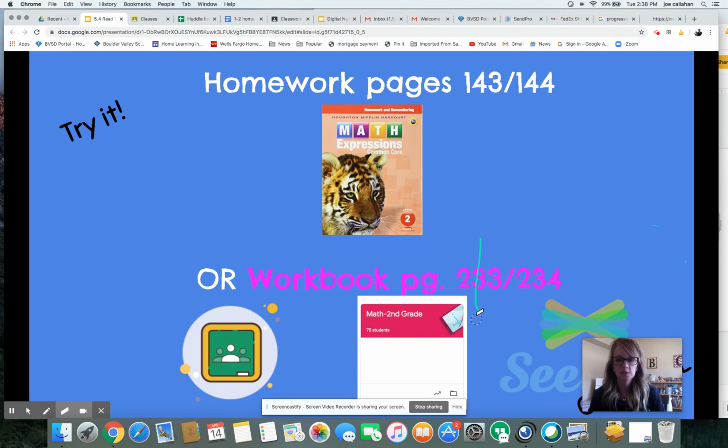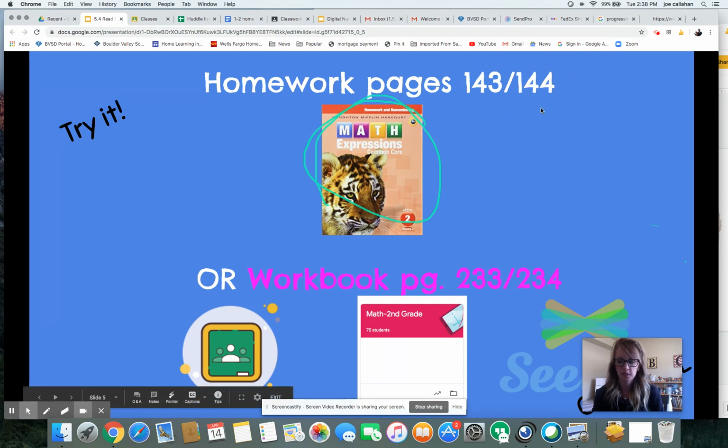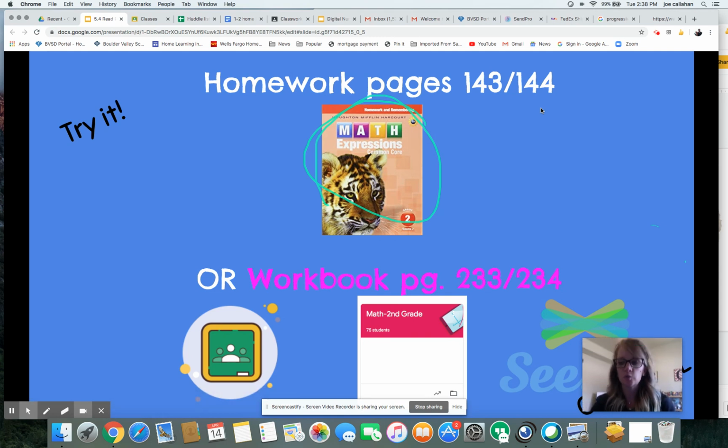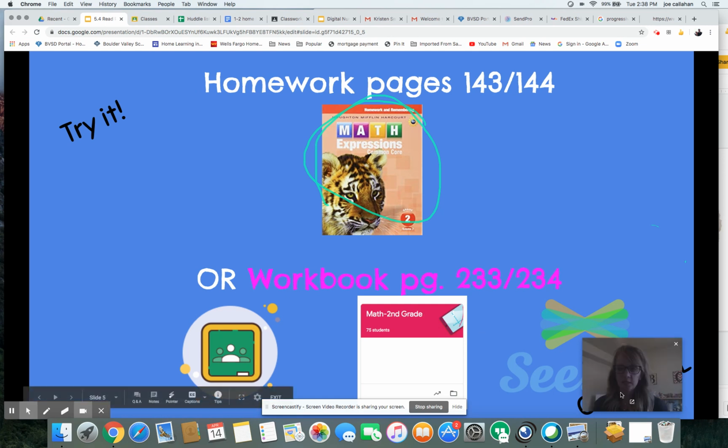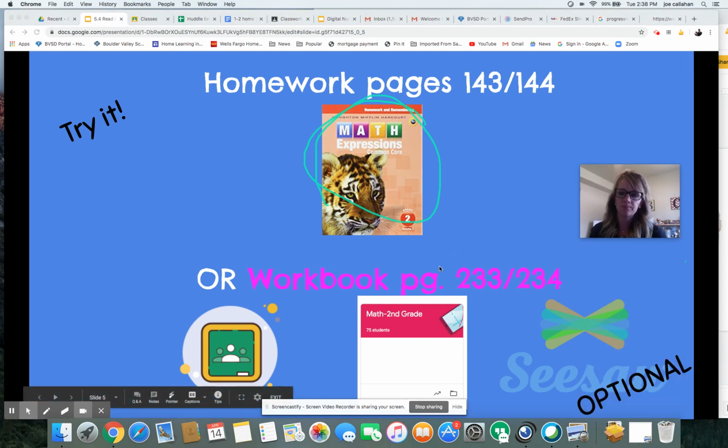So your first choice is find your orange handy dandy workbook that looks like this somewhere around your house. And if you find that, you are going to work on pages 143, 144 today. If you don't have that, or you would prefer something different, I want you to go to our Google Classroom, click on 2nd grade math, and when you click on classwork at the tippy top, you will find Unit 5. Which unit are we in? Unit 5 workbook pages. The Unit 5 workbook pages that go along with this lesson are pages 233 and 234.